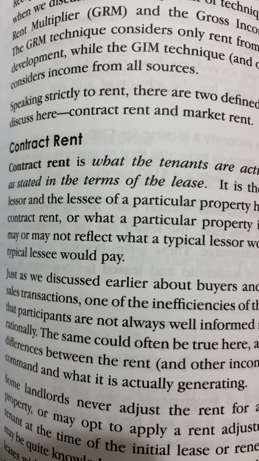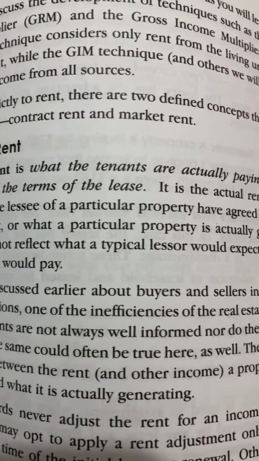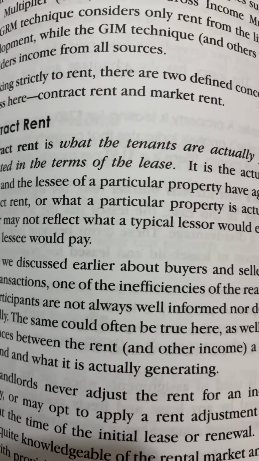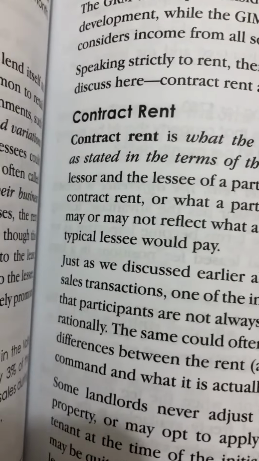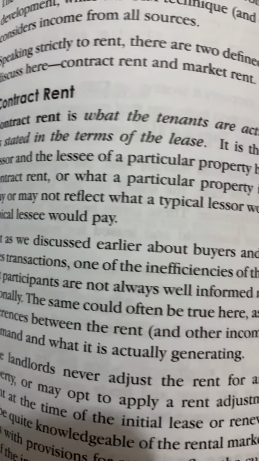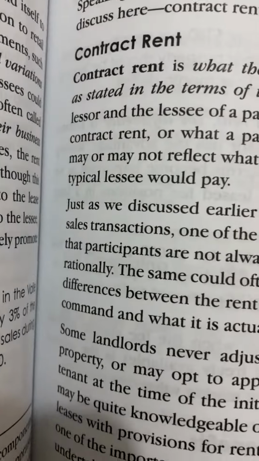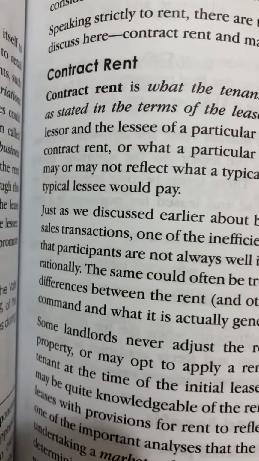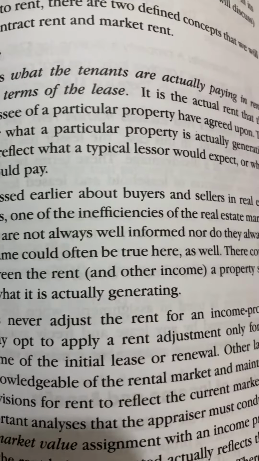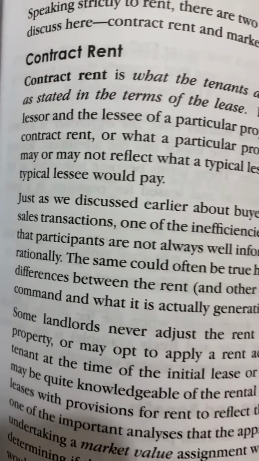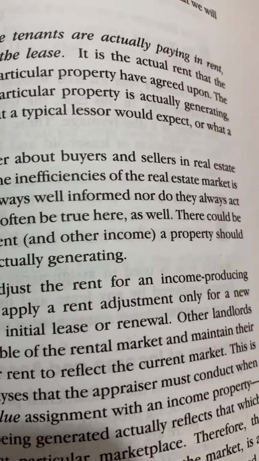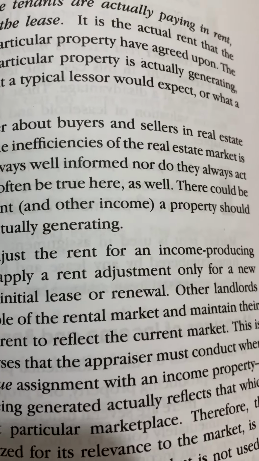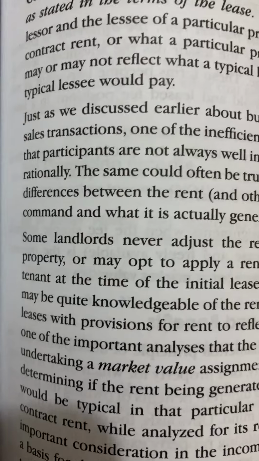Strictly speaking to rent, there are two defined concepts that we will discuss here. Contract rent and market rent. Contract rent. Contract rent is what the tenants are actually paying in rent as stated in the terms of the lease. It is the actual rent that the lessor and the lessee of a particular property have agreed upon. The contract rent, or what a particular property is actually generating, may or may not reflect what a typical lessor would expect or what a typical lessee would pay.